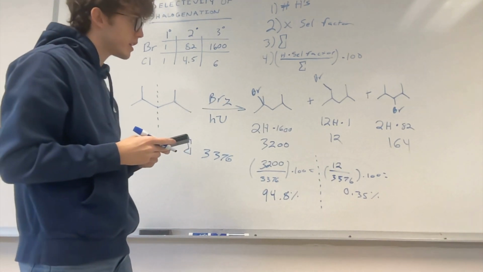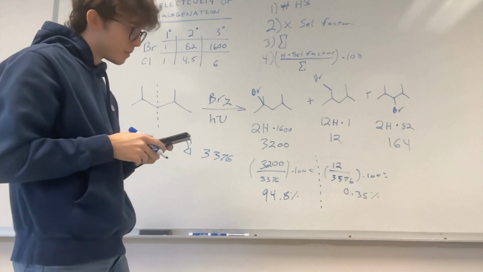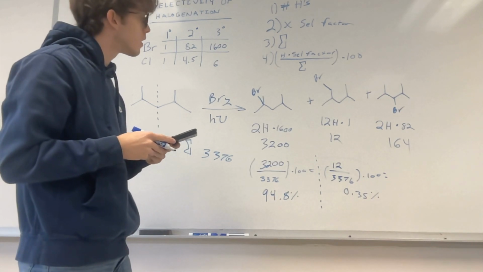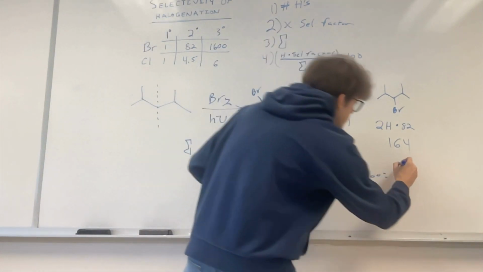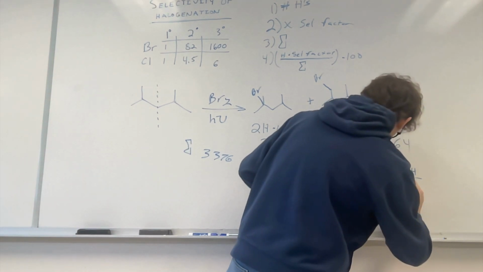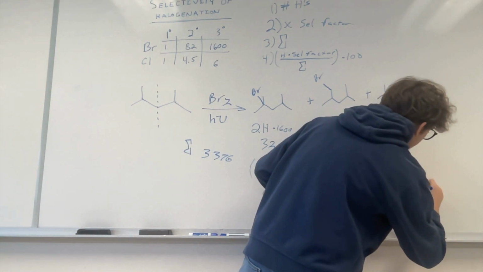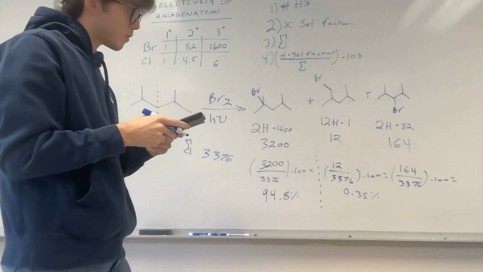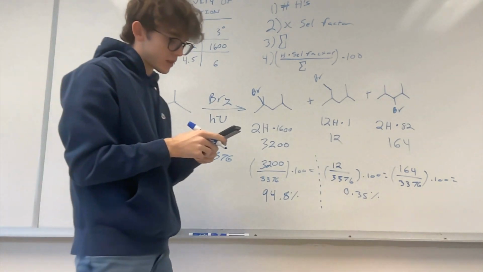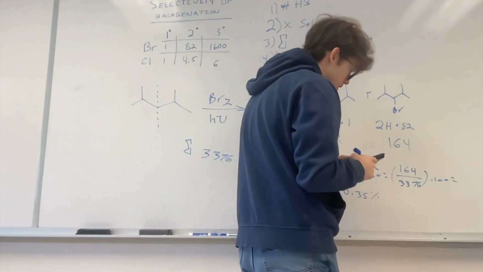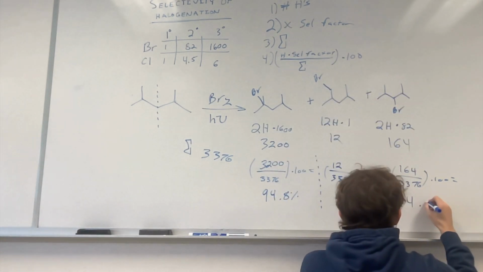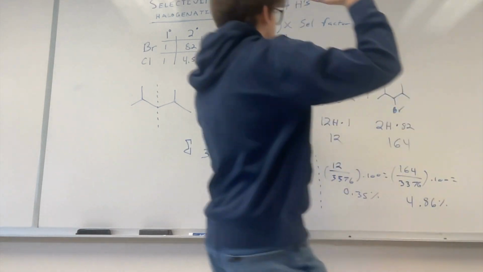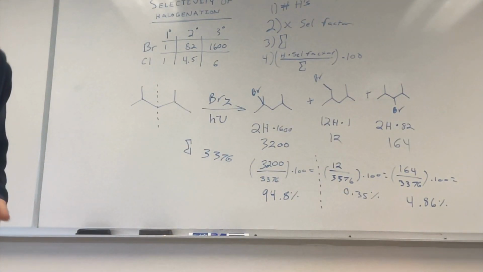All right, and then for our secondary, I bet you're already beating me to it here. So this would be 12, oh goodness, yes, 164. I had a brain fart, everyone. Don't you love when that happens? Okay. 164 divided by 3,376 times 100. And that's going to give us this product's yield to be 4.86%. So that's the selectivity math section of it.